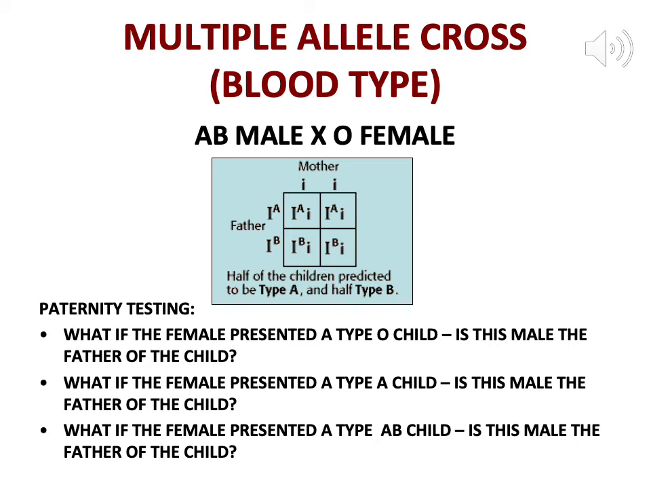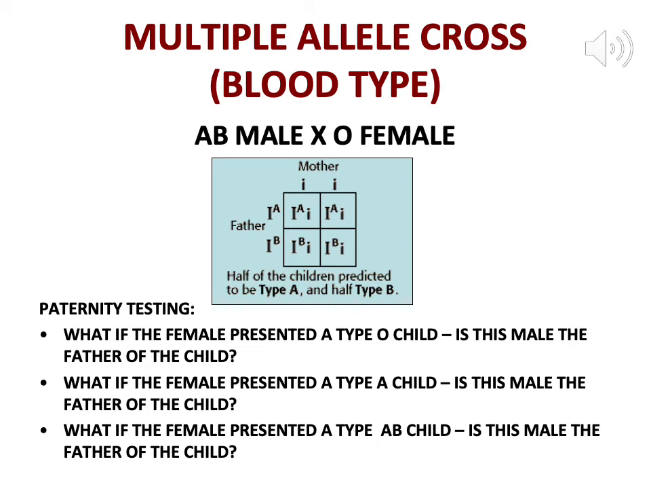What if the female presented a type AB child? Is this male the father of the child? Now I want you to watch this. She is showing up at court with a child with type AB blood. Now on first glance, you take a look at that Punnett square and you realize he cannot be the father of the child because none of those squares are AB.